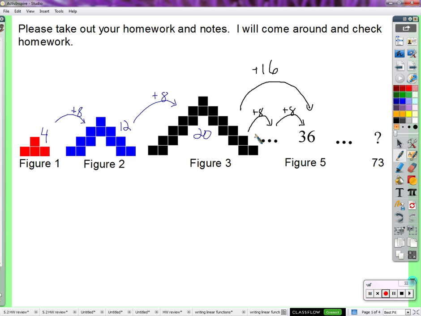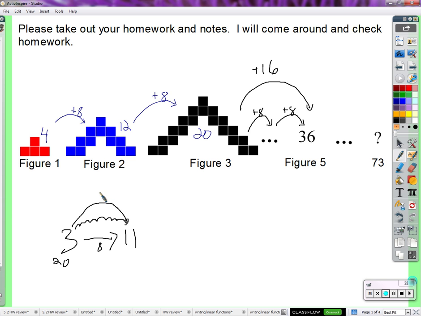Okay? So what if I wanted to get from figure three to figure 11. How much would I have to add on to the 20 squares to get to figure 11? How much would you have to add on? You would do 8 times 8. Okay, so the number of figures is 8 figures, right? So it takes 8 jumps. 1, 2, 3, 4, 5, 6, 7, 8 jumps of 8 to get all the way up to figure 11.